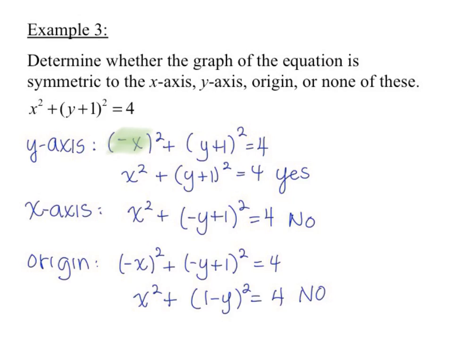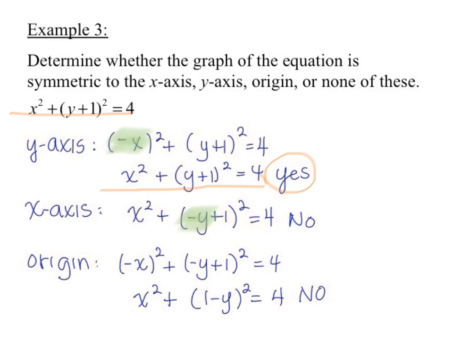So we're looking for this to match. It matches, so yes, it has y-axis symmetry. For the x-axis, you replace the y with negative y, so that's our replacement.